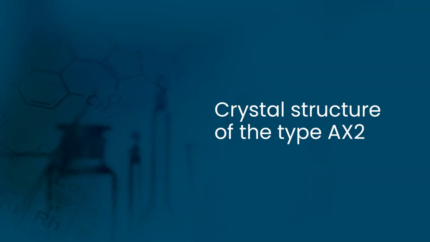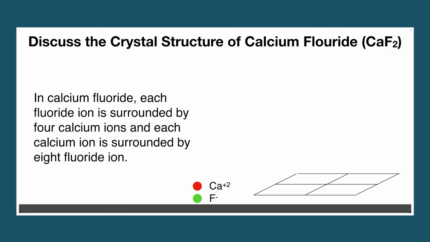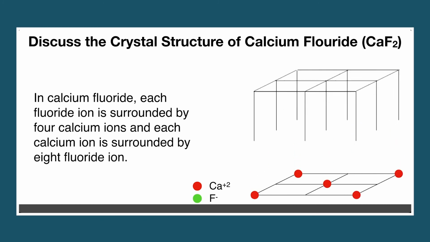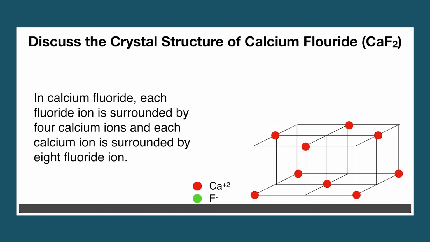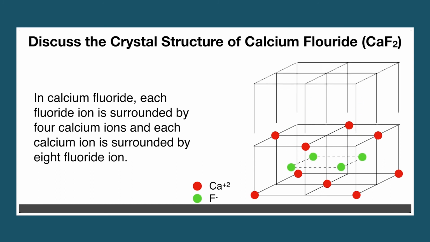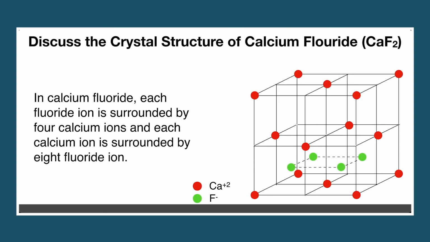Next, crystal structure of the type AX2. First example is calcium fluoride, CaF2. Calcium fluoride is a solid and has a cubic closed packed structure, CCP. The unit cell of calcium fluoride is shown in the figure. The calcium ions are represented by hollow circles and fluoride ions are represented by solid circles.